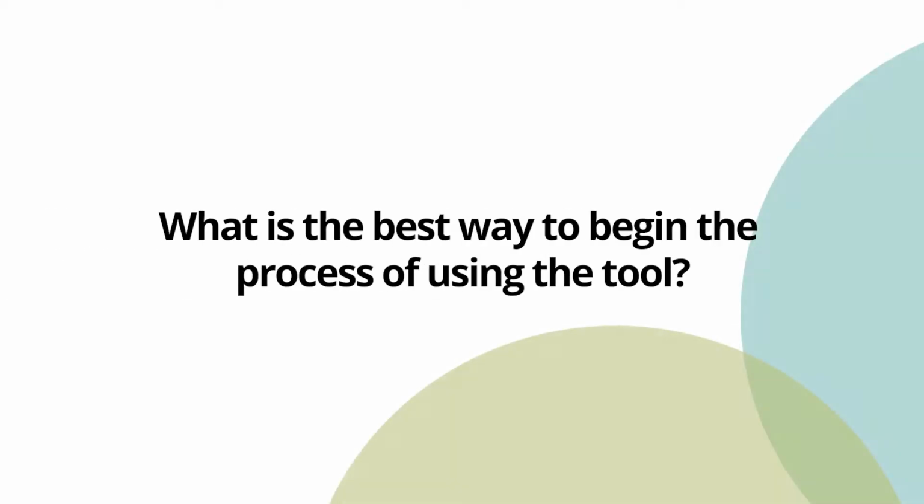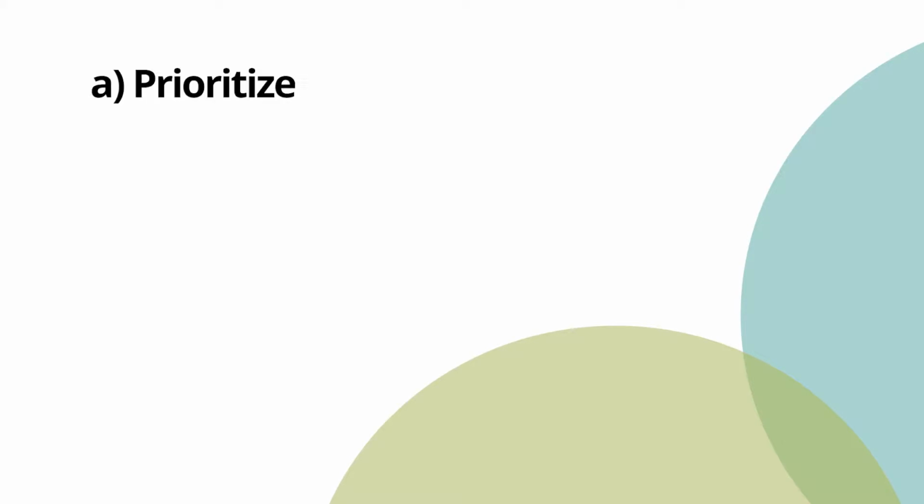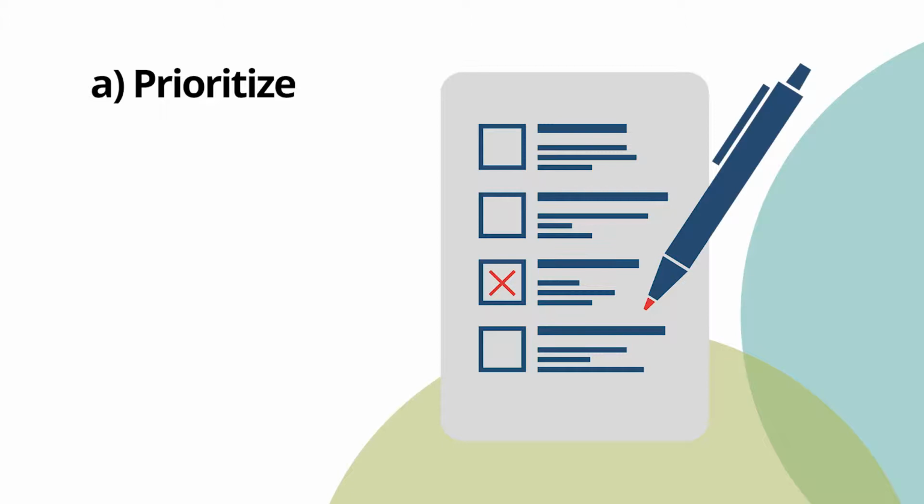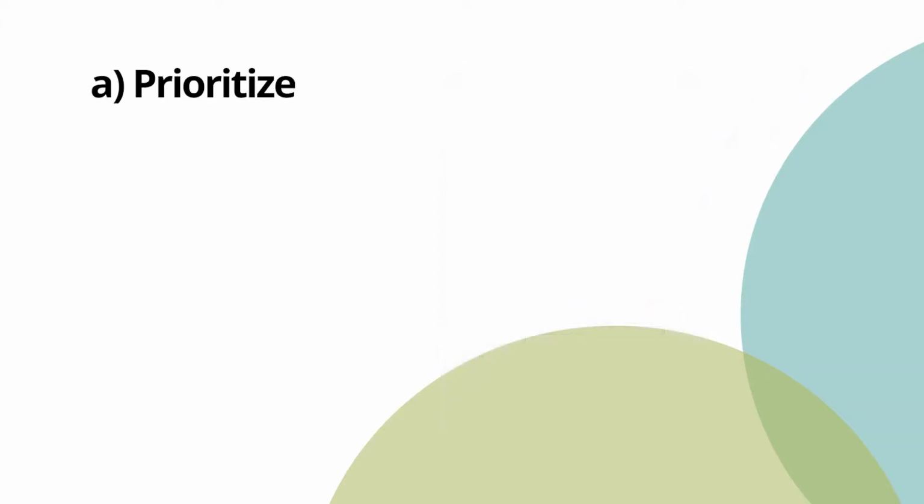What is the best way to begin the process of using the tool? There are different ways to approach the indicators depending on your unique needs. Here are a few ideas. A. Prioritize. Have stakeholders do a dotmocracy activity to vote on the indicators that need most urgent attention. See the facilitator's guide for details.